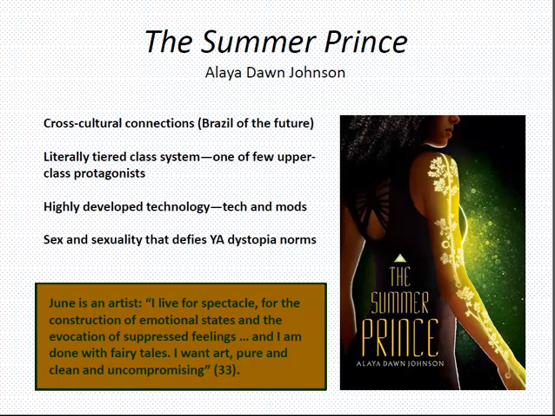And in this book, June is an artist, and at one point she says, "I live for spectacle, for the construction of emotional states and the evocation of suppressed feelings, and I am done with fairy tales. I want art, pure and clean and uncompromising." So we'll look at the ways in which June plays as a part of the system until she has to really look outside of that system for change.